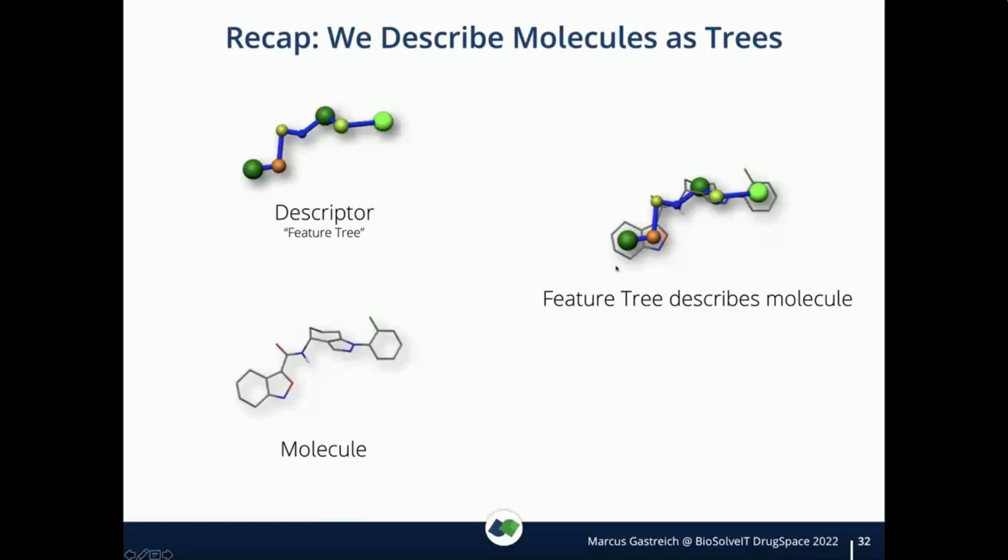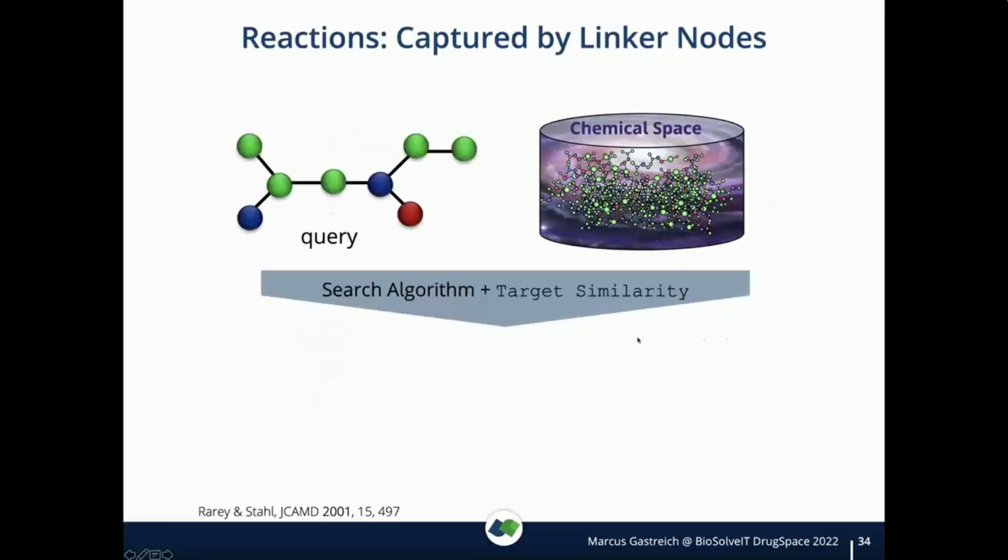Even though I depicted this for didactic reasons in a 3D way, the feature tree itself does not contain any information about atomic coordinates, but it does contain some information about the size of the contributing atoms. So the feature tree describes a molecule, and what we can then do is use this also when we query a chemical space, a fragment-based chemical space.